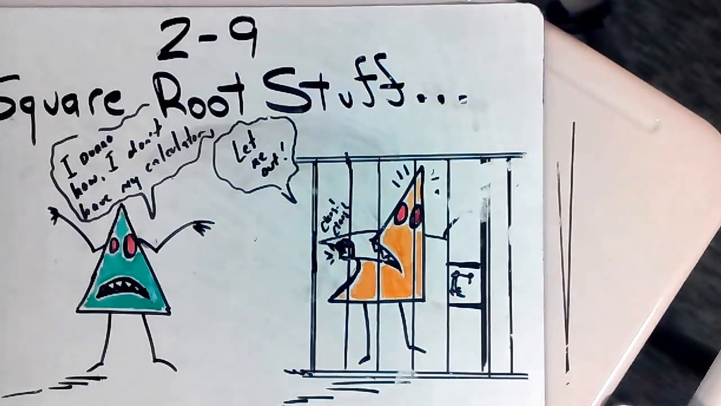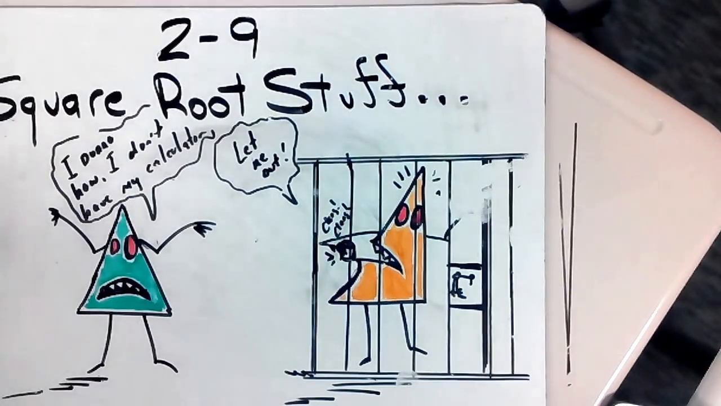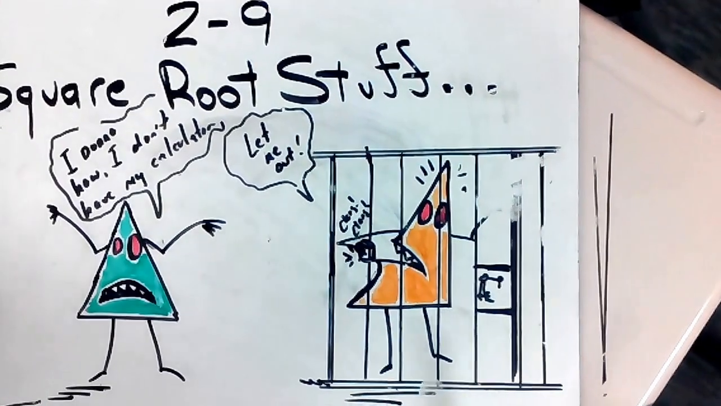Hey guys, okay, we're going to do the video for 2-9, square root stuff. We're going to try to figure out how to get this guy out of jail. So let's take a look at the first example.